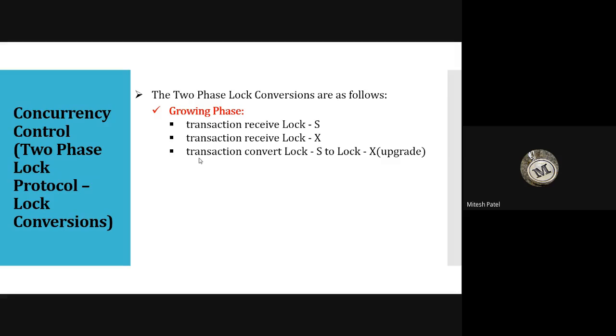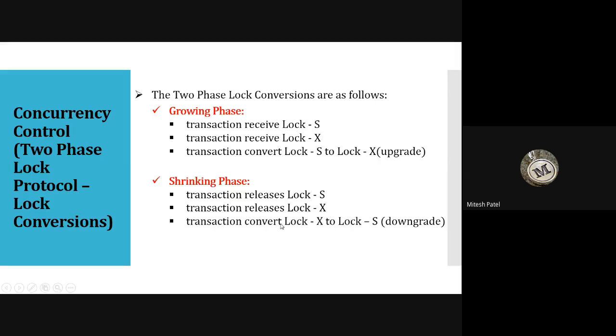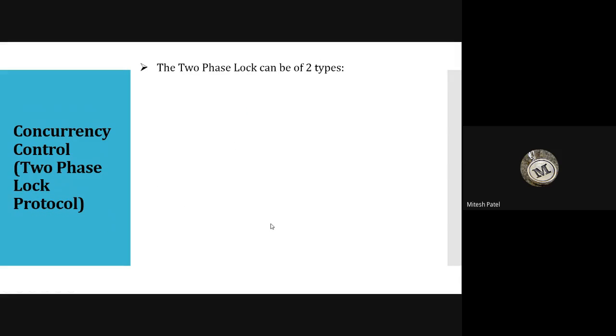In the growing phase, we may obtain the lock. It means either shared lock, exclusive lock, or upgrading shared to exclusive. Similarly, in the shrinking phase, the transaction may release locks. If the transaction holds an exclusive lock, it can release it, and also convert, that is downgrading. It means lock X to lock S. This conversion is possible in the growing and shrinking phases, which ensures serializability.